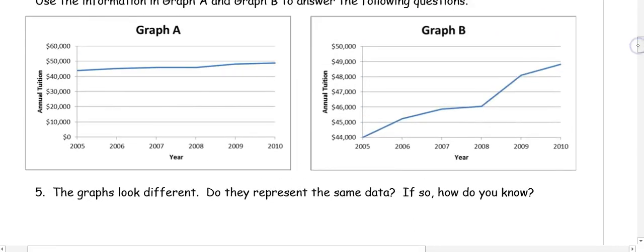So we can look at some different data points here. At, let's say 2005, this is between 40 and 50. And in 2005, on the other graph, it's at 44. So we'd say that's about the same point. If we look at the end, 2010, they're both just very close to the 50,000, but not quite there yet. So it looks like from looking at our data points that they have the same data points. So they represent the same data because they have the same data points and labels.